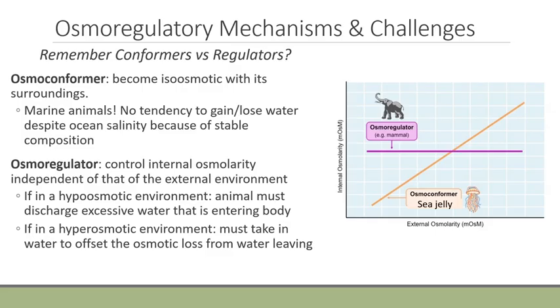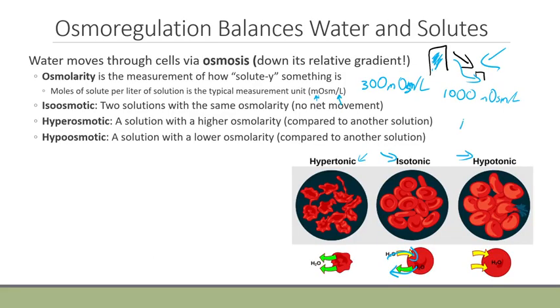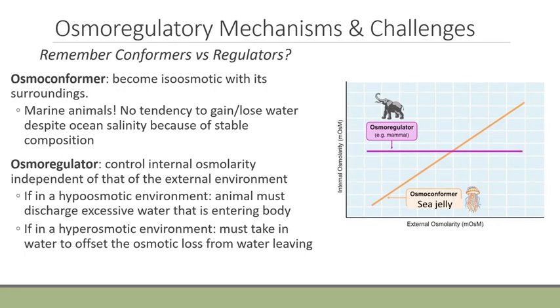We're going to also remember another term, conformers versus regulators. Some things change with their environment, other things try to stay the same. An osmoconformer is one that tries to maintain an isoosmotic balance with its surroundings. This is very commonly seen in a lot of marine animals. If you live in a pretty salty environment, it is energetically pretty costly to try to fight against that. So a lot of marine animals just go with the flow of the ocean.